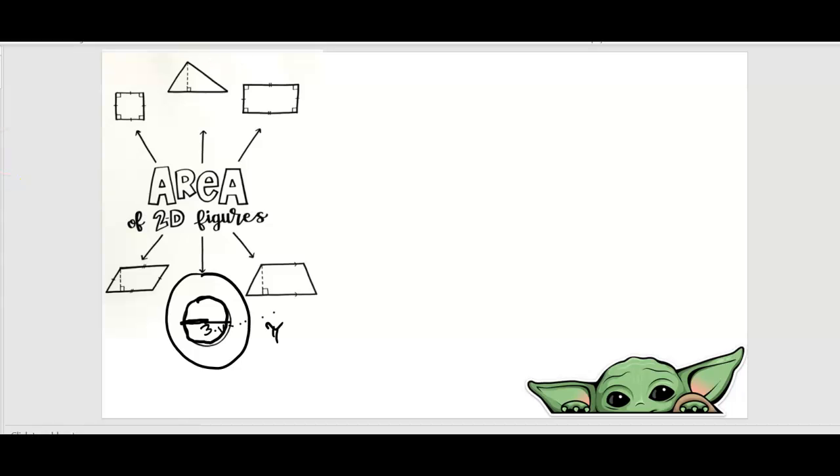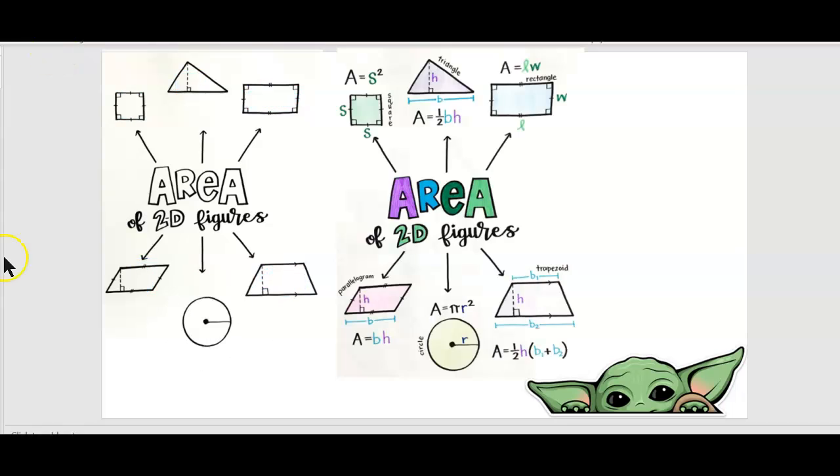But the ones we need to know for this are, here's that half thing, and there's that base times height. It's all about that base times height. This breaks it down a little bit more for you. Ooh, area equals pi times radius squared.